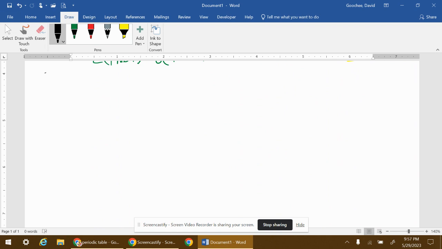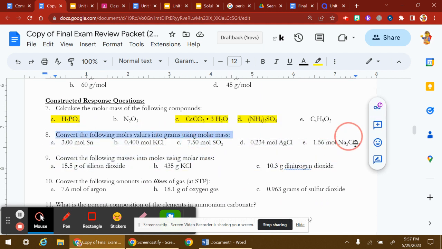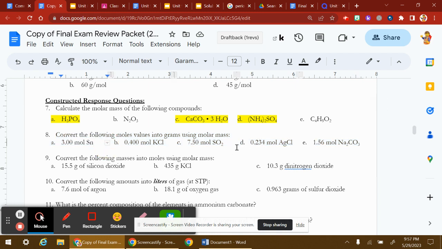Let's take a look at problem number 8 from the review. Problem 8: convert the following mole values into grams using molar mass. For this one, I'm just going to grab A, B, and C.